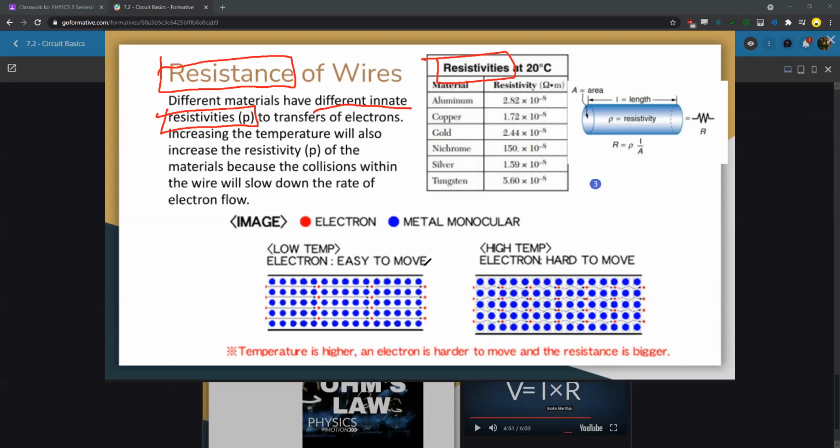So the only thing you need to write for number 3 is that the higher the temperature, the hotter the wire gets, the harder it is for electrons to move. So higher temperature, lower current. Higher temperature, lower current. And because there's a lower current, that means higher resistance.